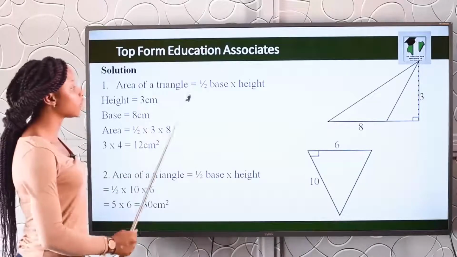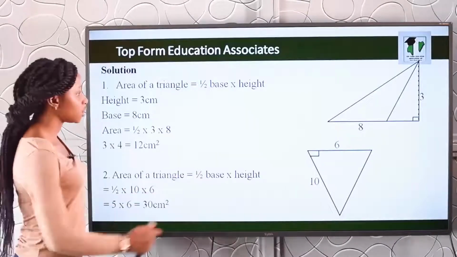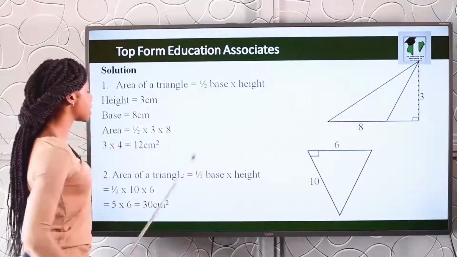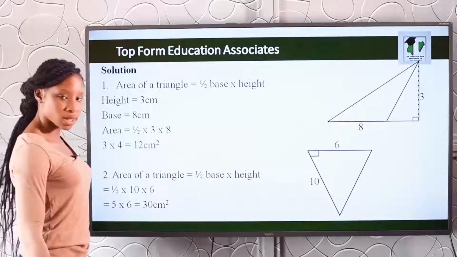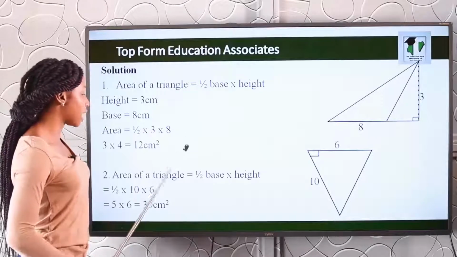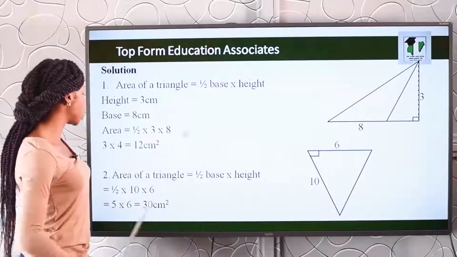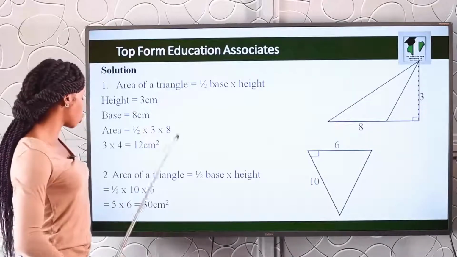Area of a triangle is half base times height. Therefore, the height here, you can see, is 3 centimeters and the base is 8 centimeters. What is the formula for looking for the area of a triangle? Half base times height. So when you do the multiplication, we have our answer as 12 centimeters square.